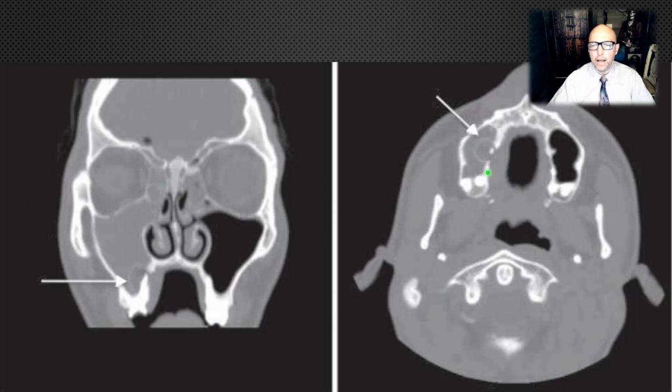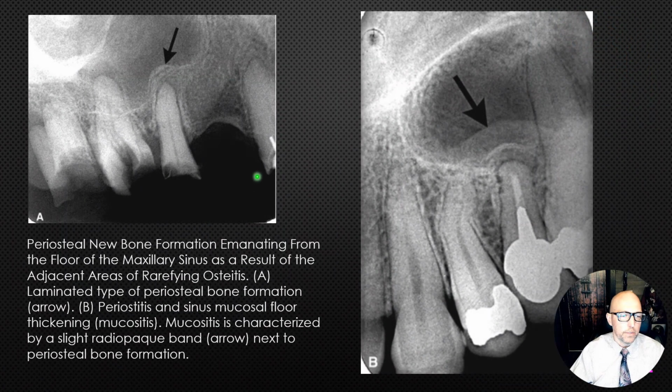Same lesion, just from the axial, the horizontal view. So we're looking through the sinuses here. You can obviously see one sinus is different than the other, as one is opacified and the other is dark as it should be, hypodense. What else do we see? So this shows some periosteal bone formation, meaning that periosteum is going to react to inflammation.